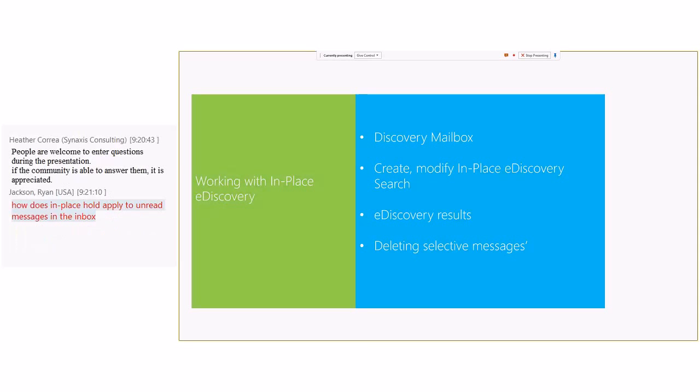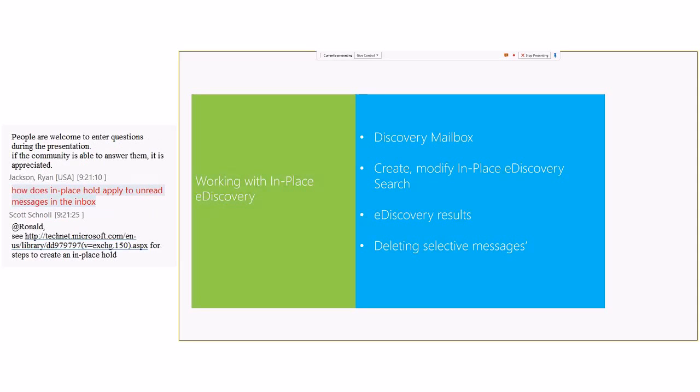What are the things that are needed, right? Of course, it's the discovery mailbox, and then how we go about creating or modifying the discovery search, and how to work with eDiscovery results. There is one thing that works hand in hand with eDiscovery, which is deleting selective messages, which we'll talk about as well.